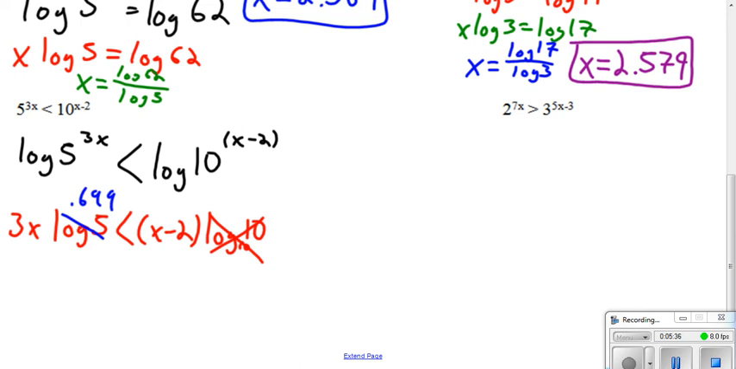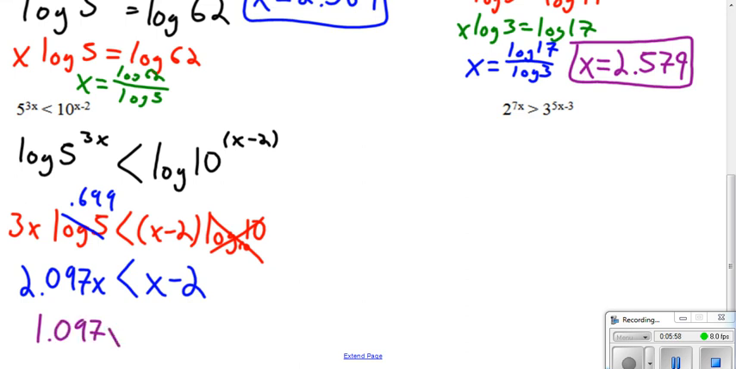So when I do 0.699 times 3, we actually have 2.097x is less than x minus 2. So let's subtract x from both sides, and we would then have 1.097x is less than negative 2.